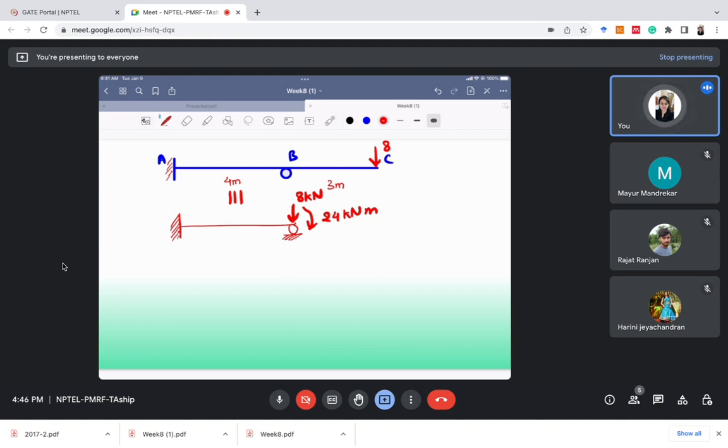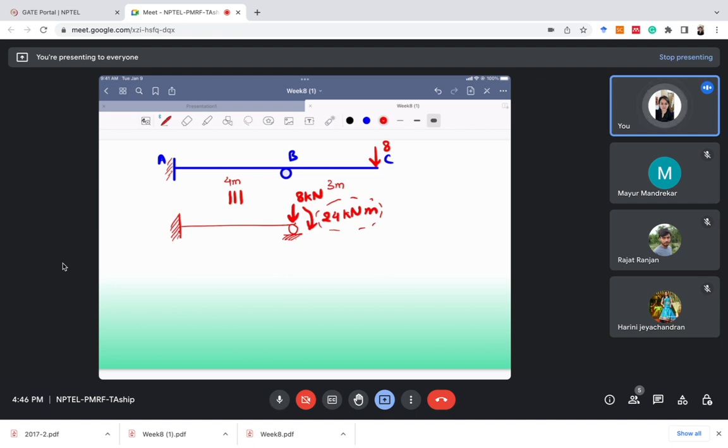In the real structure you are not doing this. Just for the analysis purpose you can do this. If you want to find the moment at A, you can make this system an equivalent system. Here we shifted the load from C part to B part. Whenever we shift a load, we apply a moment also. I've told it in the pre-stress class also, right?